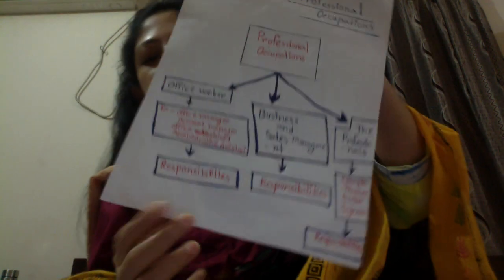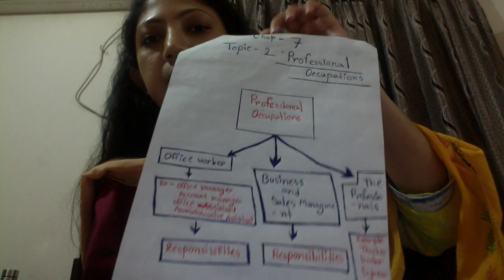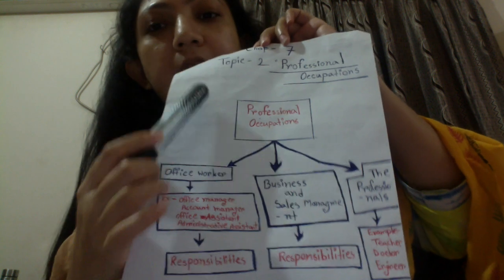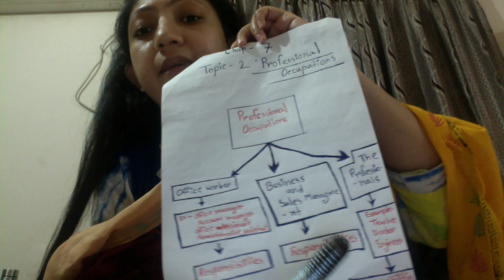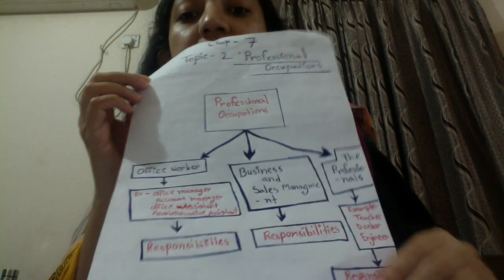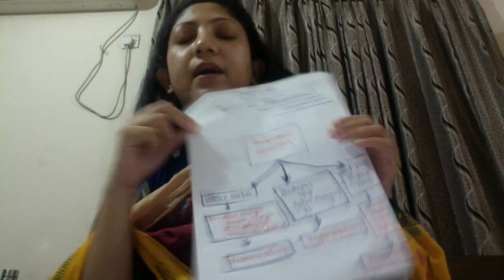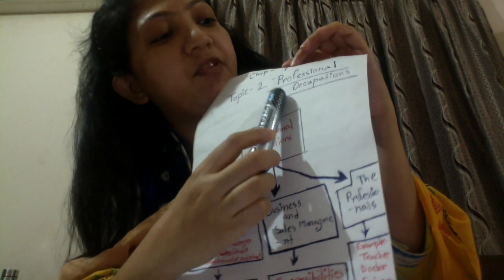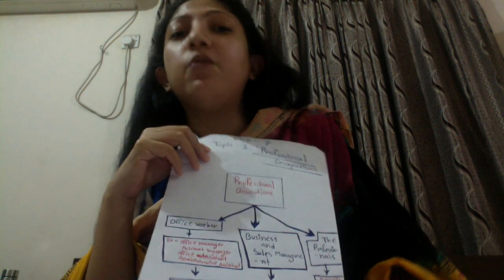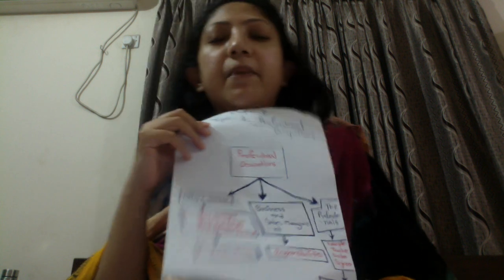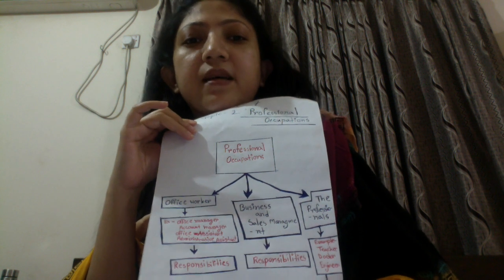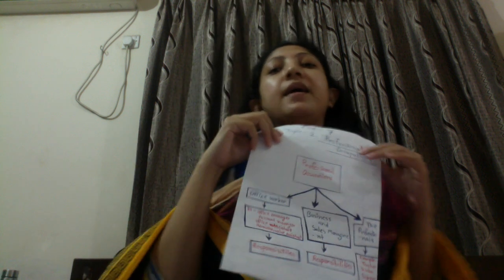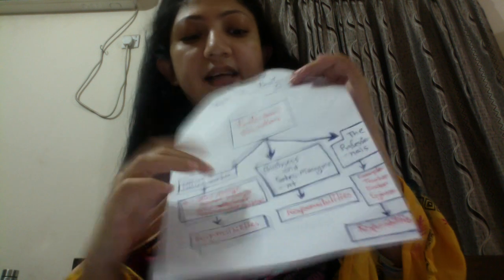Look, what is this? I will make the flowchart. Chapter 7, topic 2. What is our topic? Professional occupations. Remember the last class we discussed what? Our topic was manual occupation, and this week we'll discuss the professional occupations. First off, do you know what professional occupations are? Or do you remember the manual occupations, which are physically worked by humans? And this is the professional occupations. First we will know what professional occupations are.